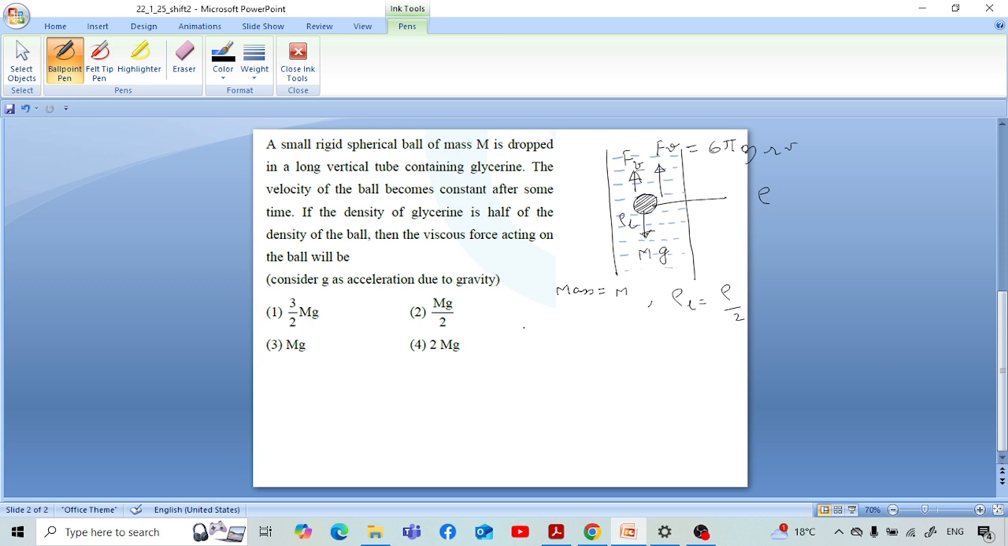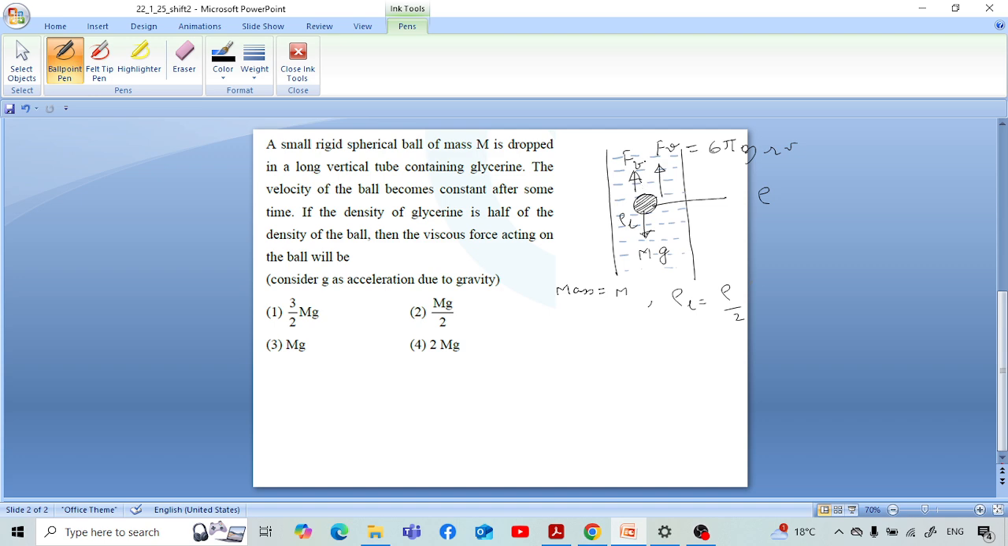So the problem is based on the topic fluid mechanics, and in this problem the situation is something like this: a ball is dropped in a liquid, which is glycerin in this case. After some time it reaches a fixed velocity, or a terminal velocity. At that particular instant of time we have to calculate the viscous force acting on the ball. Now viscous force is a kind of frictional force which opposes the motion of the object going inside a liquid.